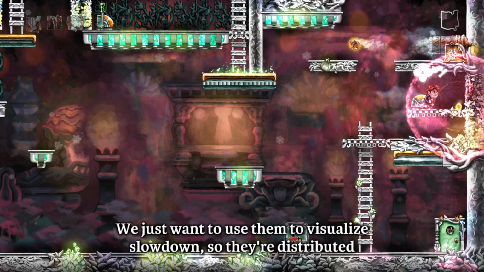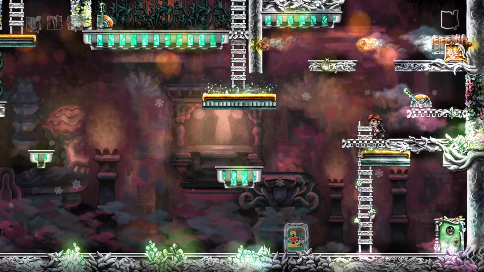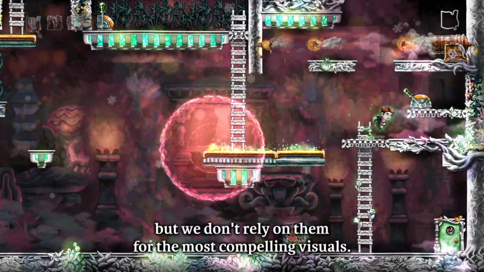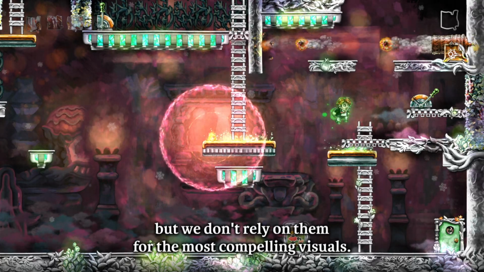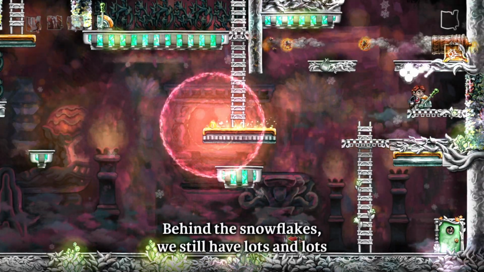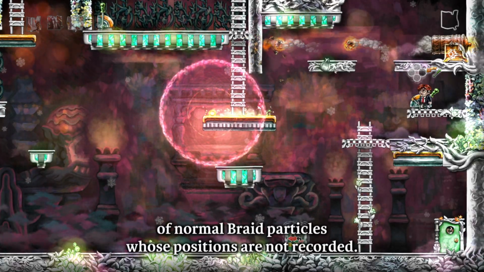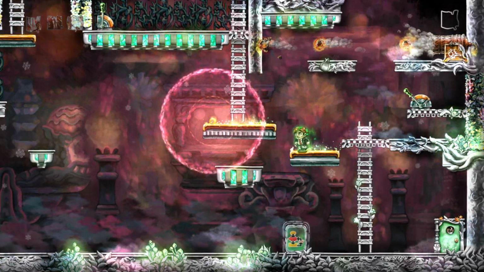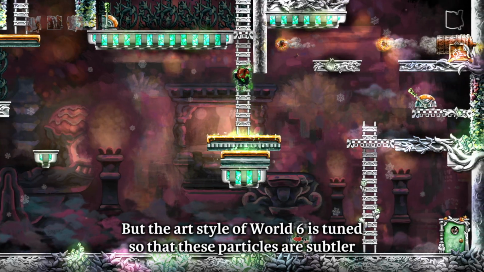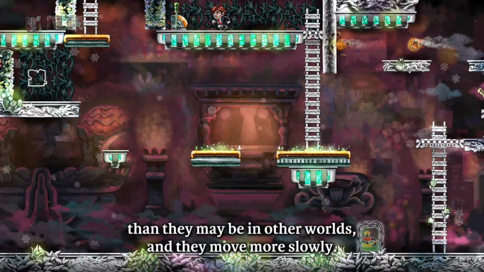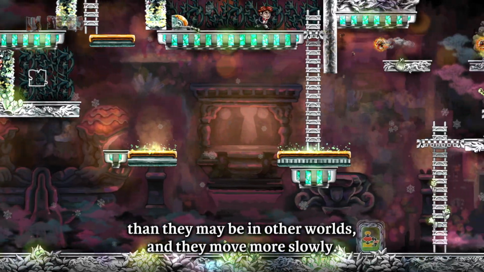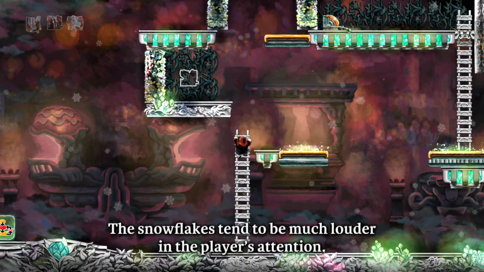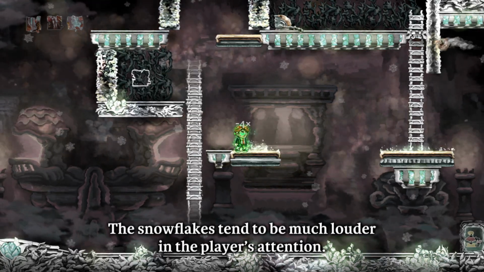We just want to use them to visualize slowdown, so they're distributed through the space enough that we get a moderate density of them everywhere, but we don't rely on them for the most compelling visuals. Behind the snowflakes, we still have lots and lots of normal Braid particles whose positions are not recorded, so they can't be slowed down. But the art style of World 6 is tuned so that these particles are subtler than they may be in other worlds, and they move more slowly, so you don't really notice that they're not affected by the ring. The snowflakes tend to be much louder in the player's attention.